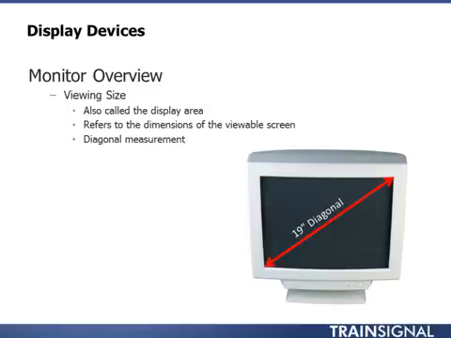Okay, so when you take the diagonal measurement, and it doesn't matter if you go from the bottom left to the top right or from the top left down to the bottom right, if you were to measure that with a straight line, you'll get your viewing size. And so when you see that a monitor is a 19-inch monitor, that means that if you were to measure from corner to corner in a straight line diagonally, it'd be 19 inches.